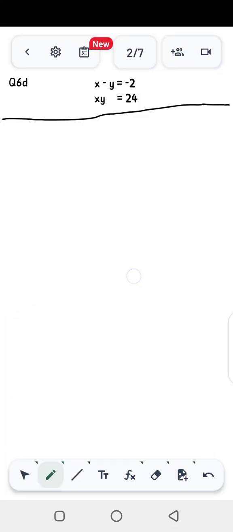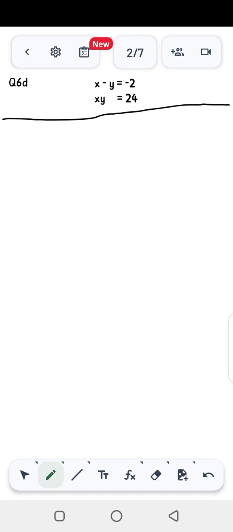Okay, so we want to solve question number 6 there, which has two equations with two unknowns. If you want to know the values of these two variables, it means we have to solve this simultaneously. In a simultaneous approach, you can use the substitution method or the elimination method. So let's see how best we can approach this problem. I think using the substitution method is going to make our work easier.